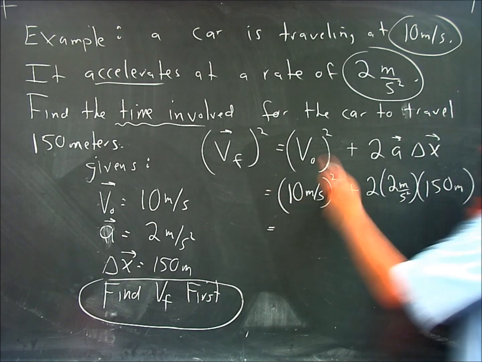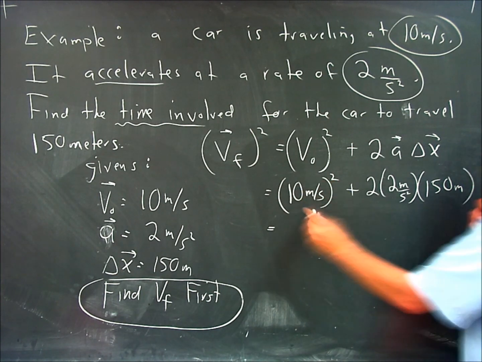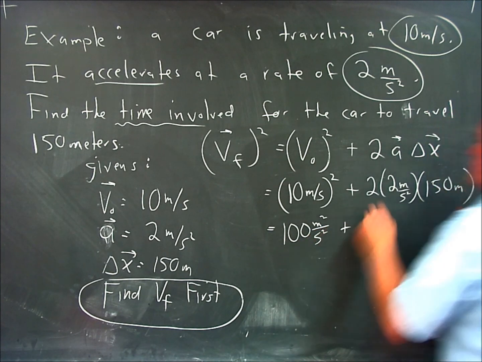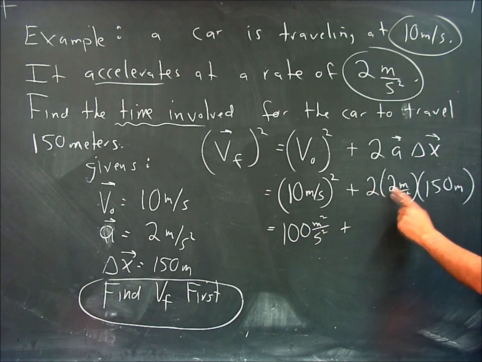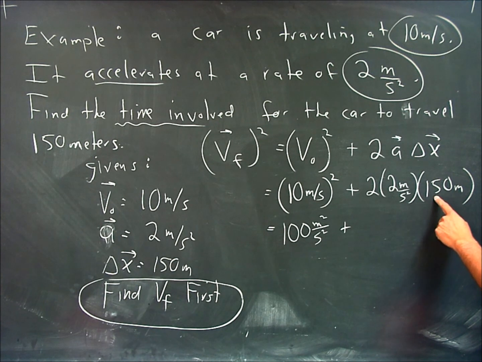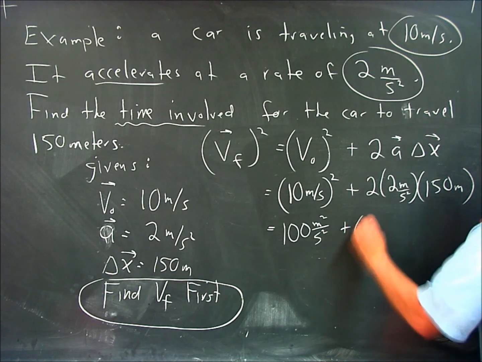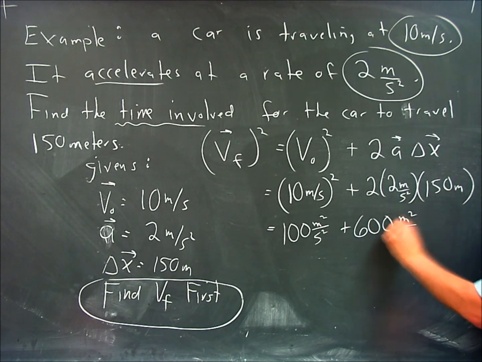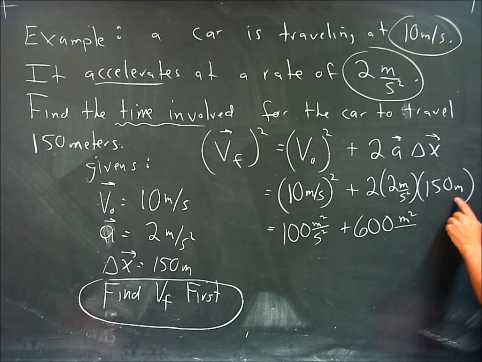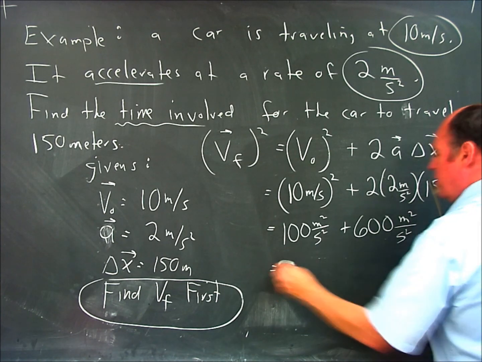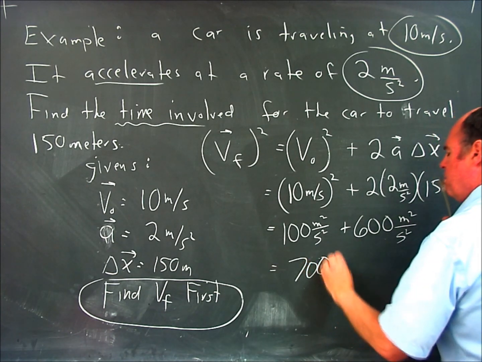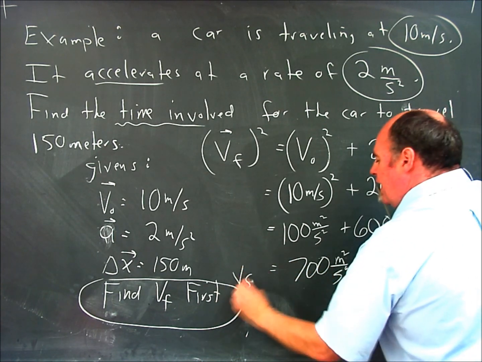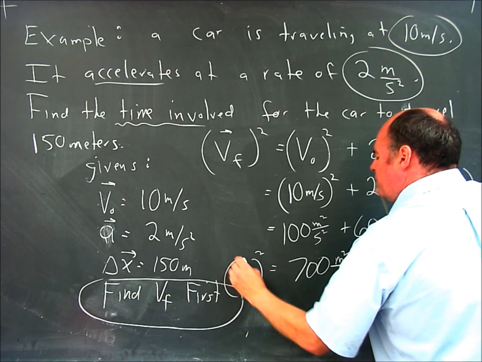So 10 squared, I have to square both the numbers and the units, so it's 100 meters squared over second squared, plus 2 times 2 is 4, 4 times 150 is 600. The units again, meters times meters is meter squared, divided by second squared. So this is going to come out to be 700 meters squared over second squared, and that's what V final squared is.